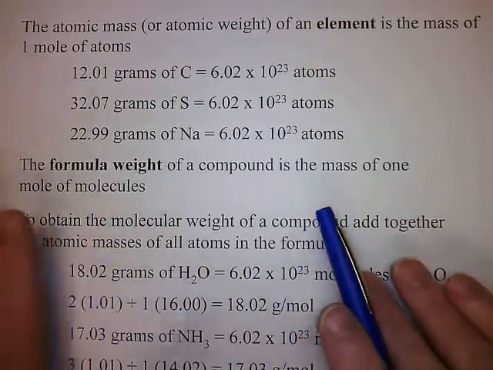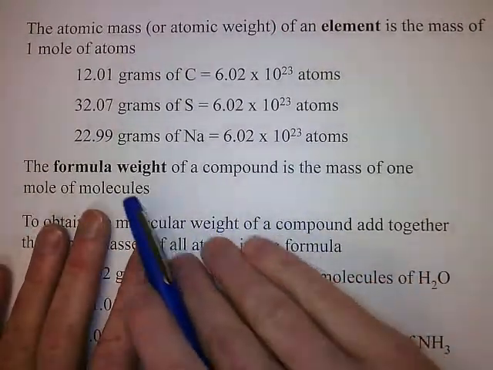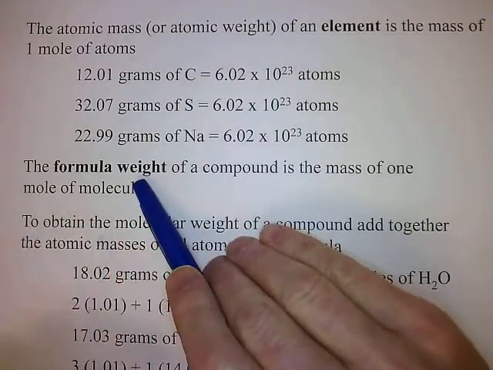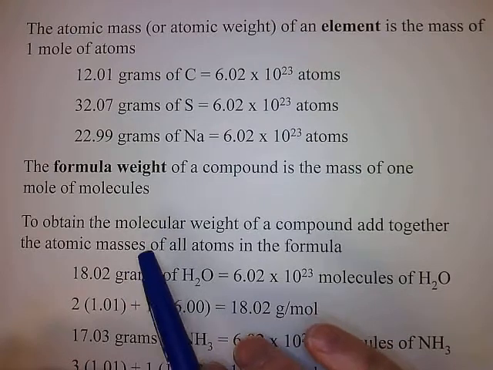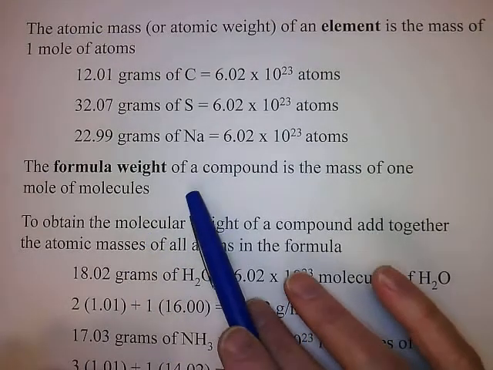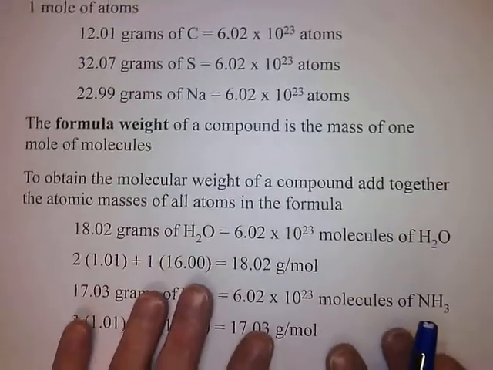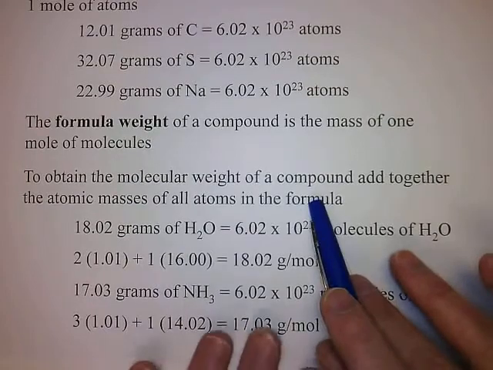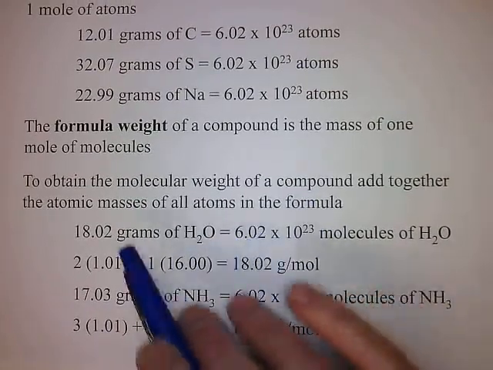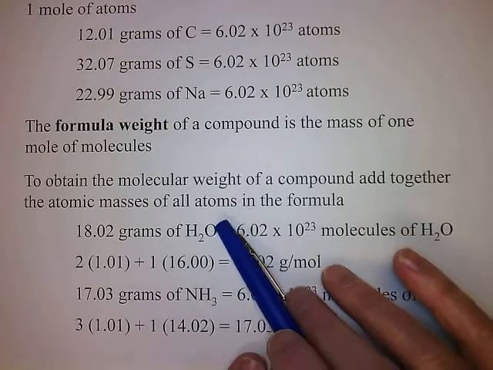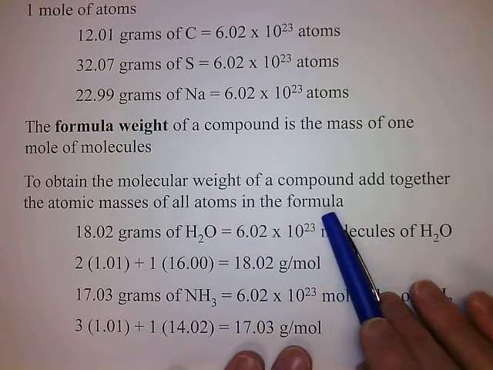So what about compounds? All right, so for a compound, we have what's called the formula weight, and that basically represents the mass of 1 mole of molecules. So how do we get this? To obtain the molecular weight, what we do is we add together the atomic masses or the atomic weights of all the atoms in the formula.